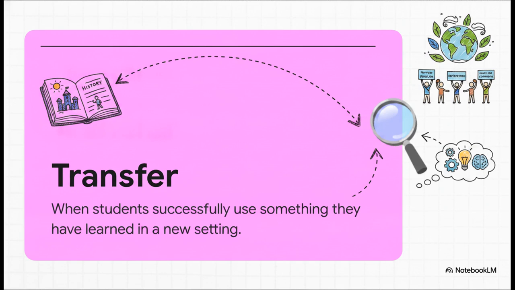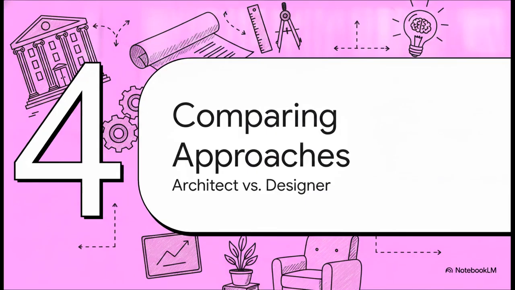So the crucial point is that Stern gives us the practical tools to help kids take an idea straight out of a history book, like our earlier example about power and conflict, and apply it to something super relevant today, like a modern environmental campaign. That right there is true transfer. Which brings us to Section 4, comparing the two approaches, or architect versus interior designer.